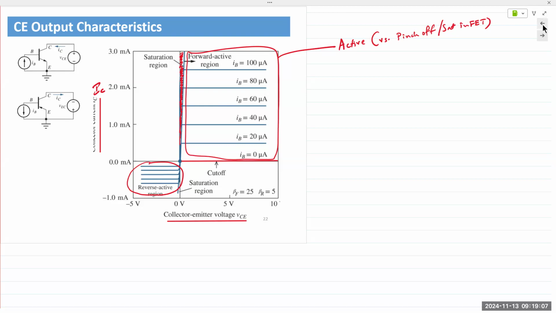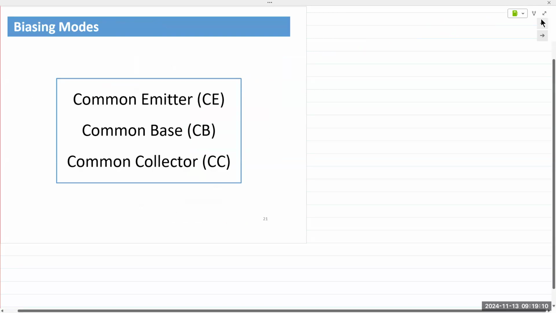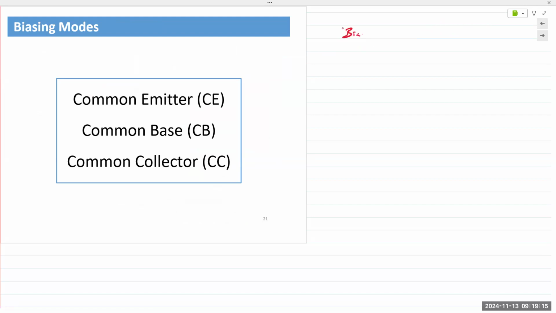All right, let's talk about the biasing modes. Well, what is bias? Electrically speaking, not philosophically. What is bias? Bias is the constraint placed on the device by the external circuit. Right? Bias is the constraint placed on the device by the external circuit. We apply some voltages to force the device to a specific point of operation.